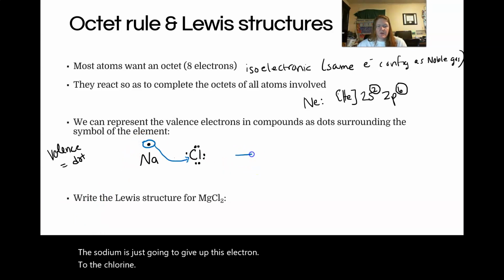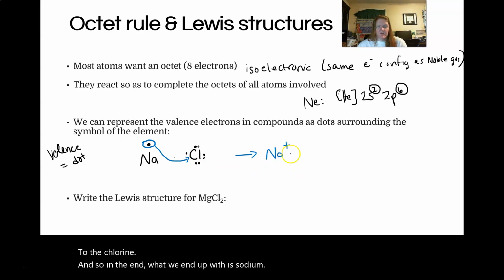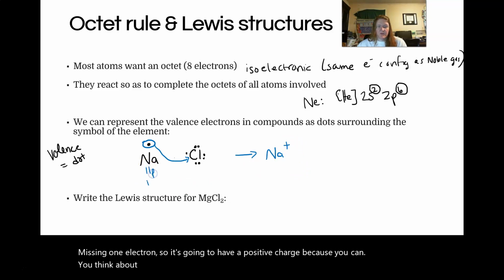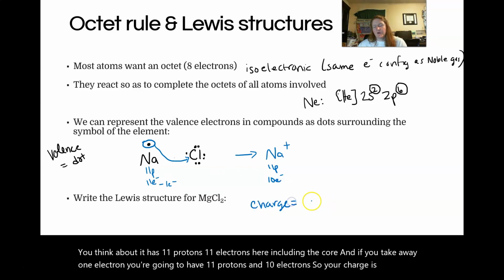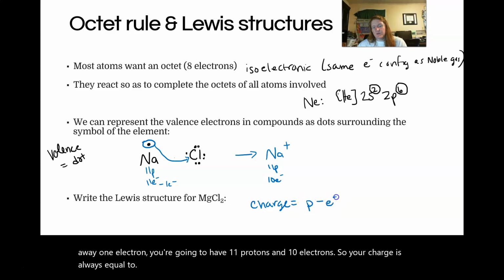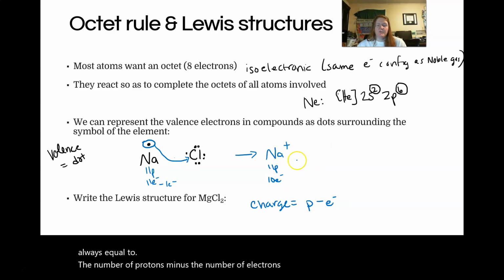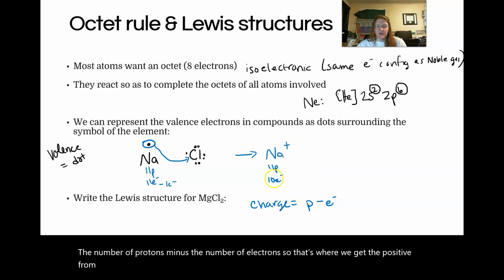And so in the end, what we end up with is sodium missing 1 electron, so it's going to have a positive charge, because you can think about it has 11 protons and 11 electrons here, including the core. And if you take away 1 electron, you're going to have 11 protons and 10 electrons. So your charge is always equal to the number of protons minus the number of electrons. So that's where we get the positive from. In other words, we have 1 extra proton compared to the number of electrons in that ion. That's because it gave it away.